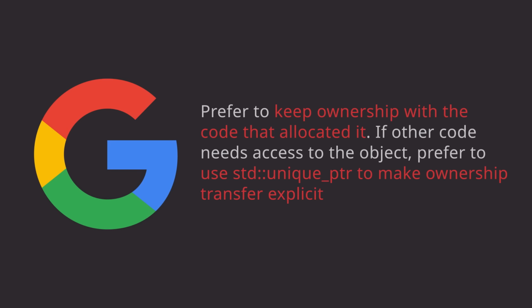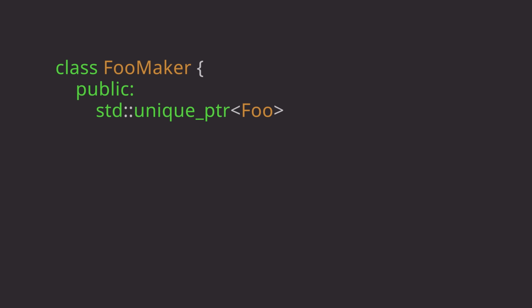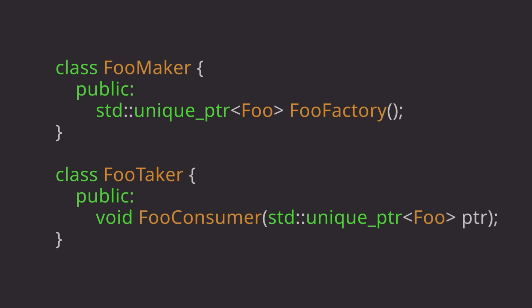If two classes need to use the data, use a smart pointer to explicitly pass ownership of the data from one class to another. For example, a foo factory will return a smart pointer to a dynamically allocated foo. If another class needs to use foo, you must consume it via the smart pointer.